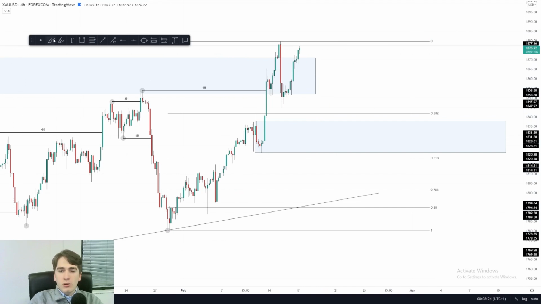So what does this mean for gold? Well, it doesn't mean a lot, but a lot of people were looking at this supply zone over here. However, this supply zone isn't really significant for me. Of course, it took out kind of this minor low over here, but it didn't take out any real structure for me personally. That's why I'm not looking for any shorts on gold at the moment.